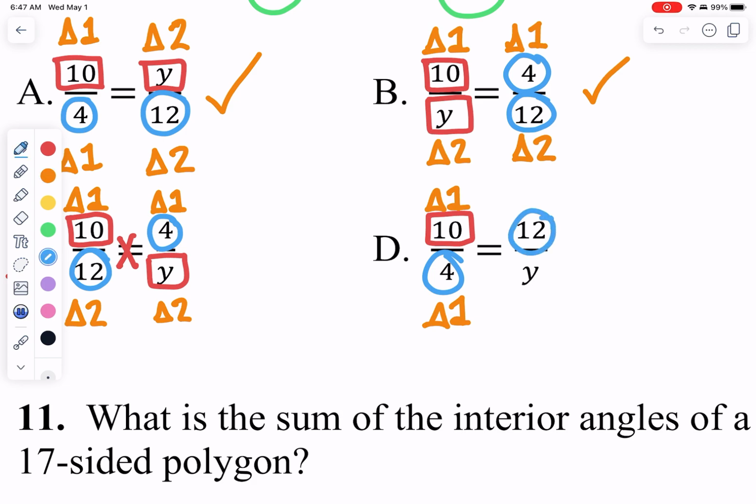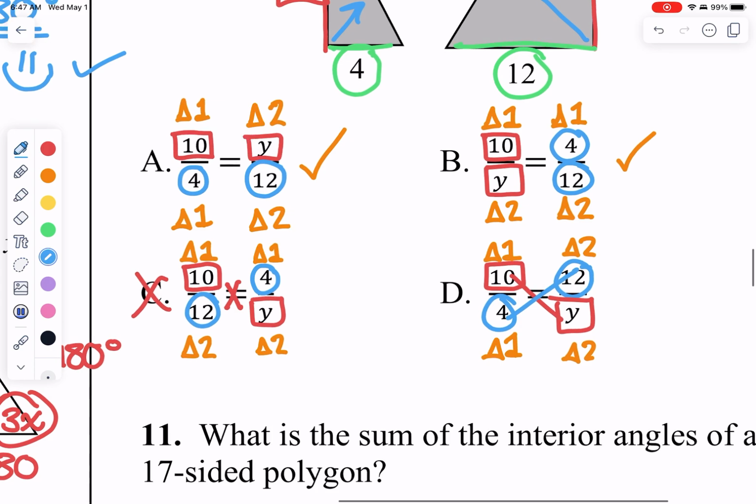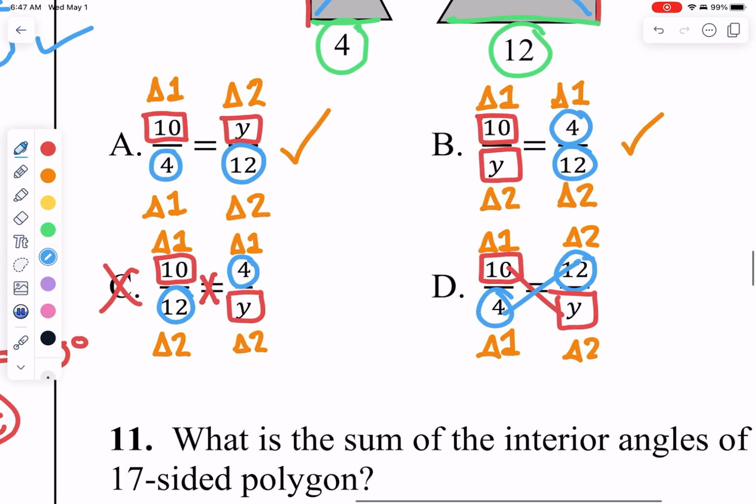So, we matched up the triangles correctly. I got triangle 1 on the left side, triangle 2 on the right side. But I do not want a square divided by a circle equal to a circle divided by a square. Okay? This is wrong. So notice that A and B correctly link up.